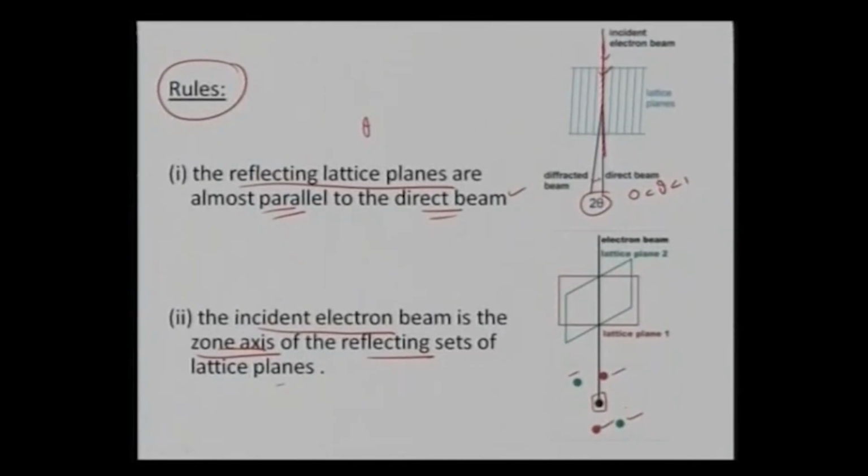Those are certain rules which are being followed here: my reflecting plane is parallel to the direct beam, and secondly, my incident electron beam becomes the zone axis of the reflecting set of lattice planes. Because there will be so many lattice planes, this incident beam becomes the zone axis for all such planes.